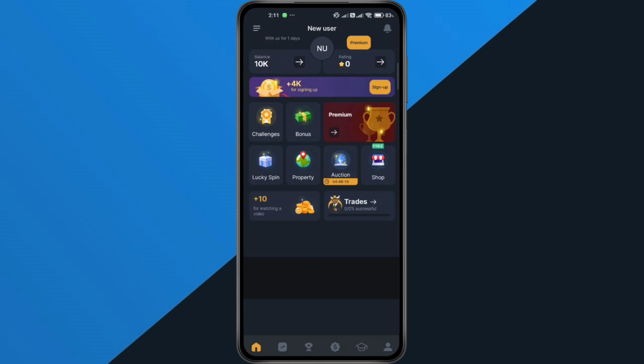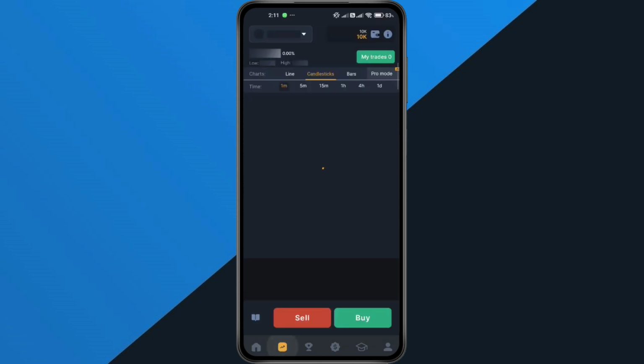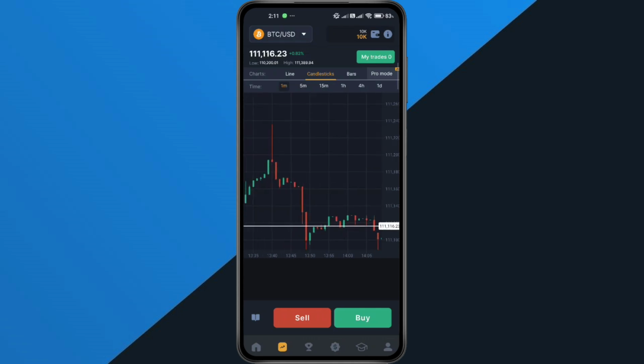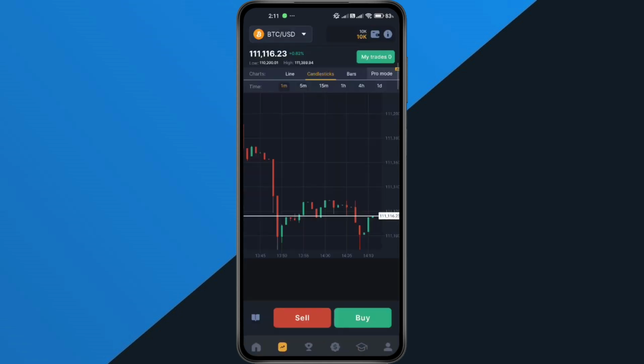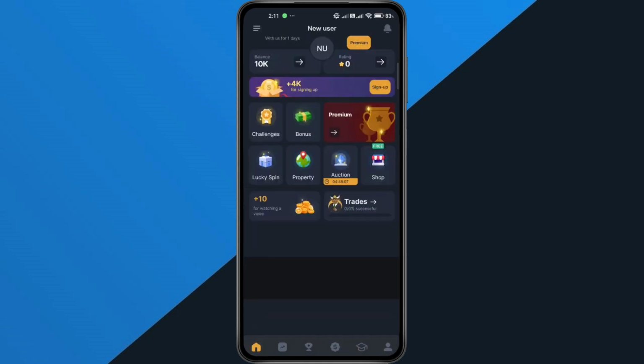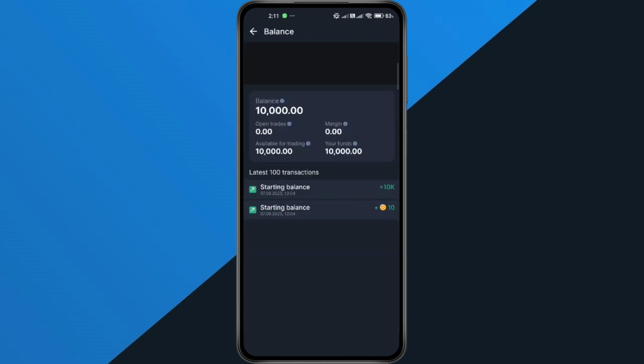Forex Royale is a mobile app designed to simulate cryptocurrency trading. Think of it as a practice platform where you can buy and sell Bitcoin along with other cryptocurrencies, all without risking real money. As you can see on my screen, my current balance in Forex Royale is 10,000.